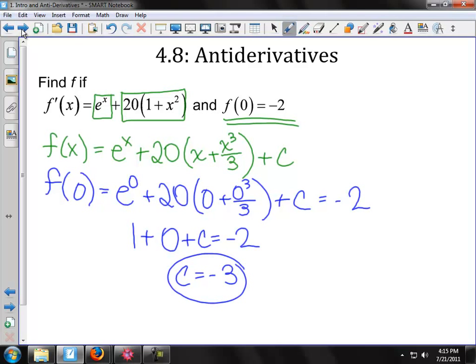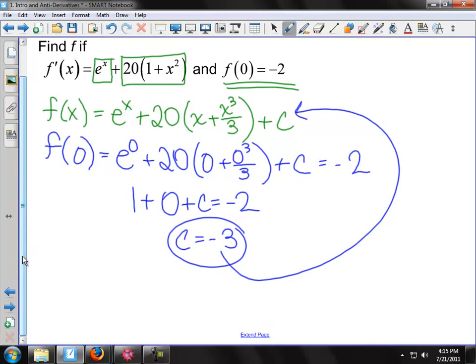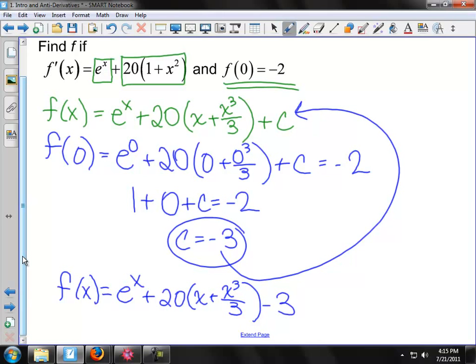And so going back and plugging into the equation that we found for the antiderivative, we find that f of x is e to the x plus 20 times x plus x cubed over 3 minus 3. And there's our answer.